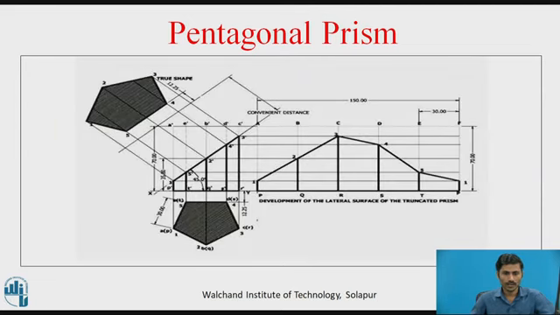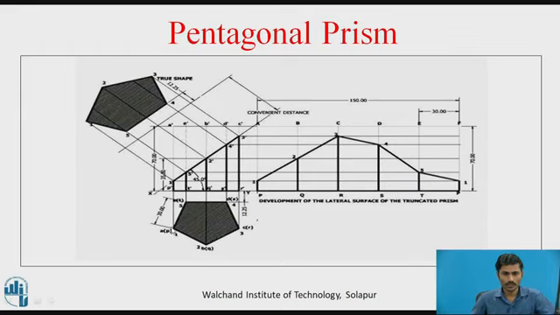So we take one example. In this, a regular pentagonal prism is kept on HP, that is the horizontal plane, so that the true shape of the pentagonal surface will come on the top view, that is on HP. The plane above the XY line is VP, and the plane below the XY line is HP. Here this line is indicated by the XY line. In this we need to draw the front view, and here we have drawn the top view.